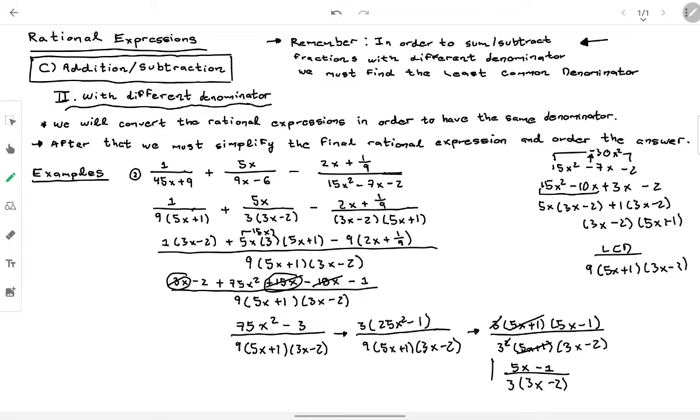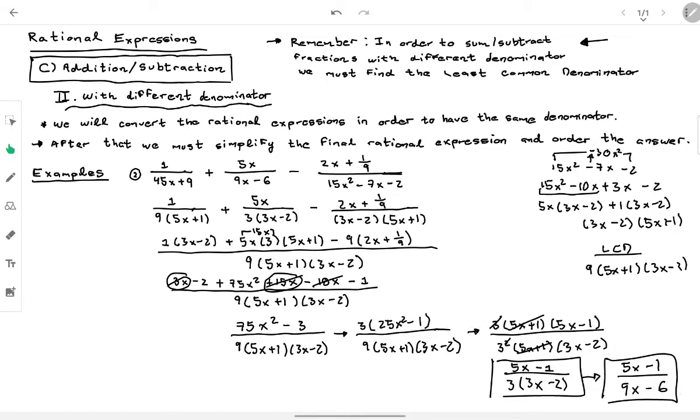We can leave our answer like this, or we can also put it like 5x minus 1 divided by 9x minus 6. It's the same answer. So remember, in these cases, of course, it's a little long process, but the idea is the same in every exercise. We find the least common denominator. Why? Because we need to transform our fractions to have the same denominator, and in that form we can do our simplification of our rational expression.